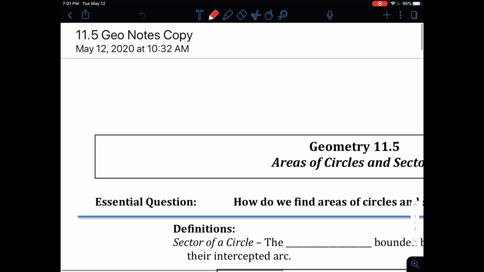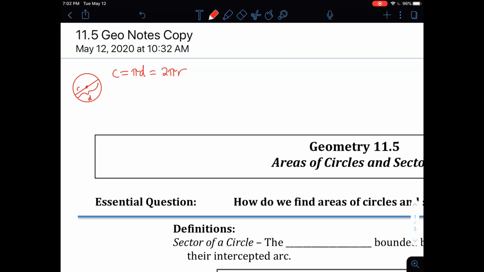The first 11.4 lesson was about circumference, which is the outside of the circle or the perimeter of a circle. So if we have a radius and we have a diameter, the formula for circumference of a circle is pi times diameter, or 2 pi r. There's a jet going by. That's pretty awesome.